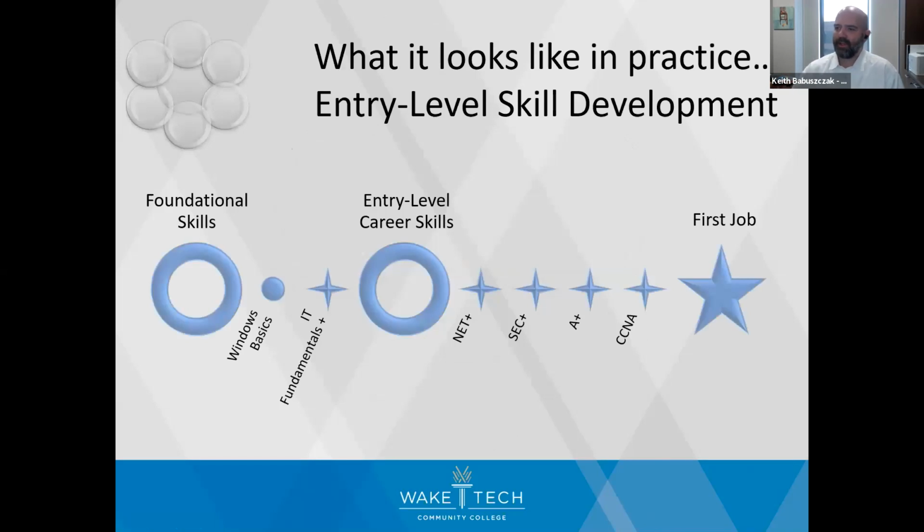Entry-level skill development, so these hoops that you see here are entry points. So we have people that start off that are interested in careers in IT, but they are at a very foundational level. They're learning the basics of Windows and then IT Fundamentals Plus. Wherever you see these compass points here are certifications that we offer. So you can go through, learn foundational skills, and then entry-level career skills. We offer training in Net Plus, Sec Plus, A Plus, and CCNA. And oftentimes for people, that can lead to their first job.